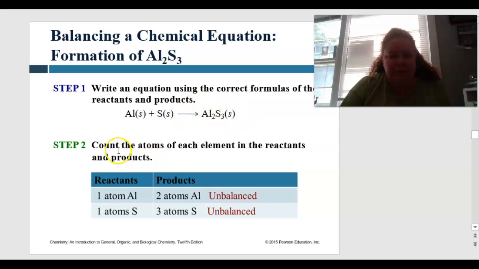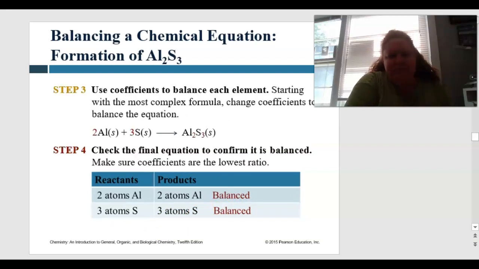And so that would be step one, and write it out. Now let's balance. We have to count the atoms in each element for the reactants and products to make sure that they're the same. So on the left, we have one aluminum and one sulfur. And in the products, though, we have two aluminums and three sulfurs. So that's definitely unbalanced.